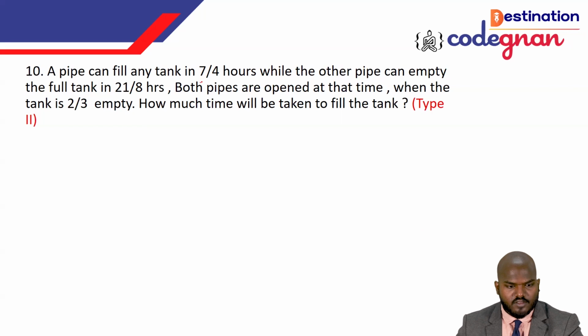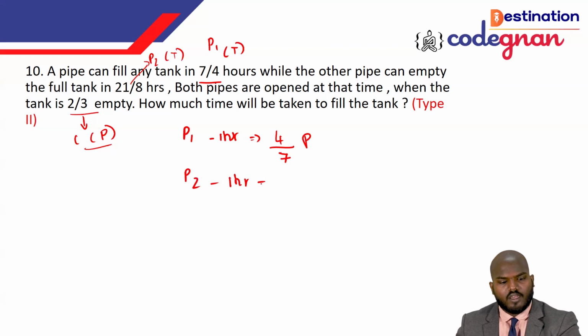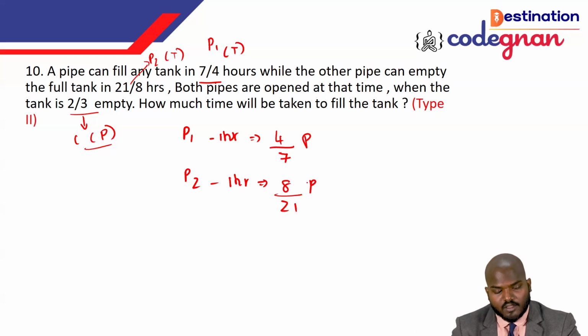So you see this one, guys, this is pipe 1 indicating the time, and here it is also pipe 2 indicating the time. It is a combined one, but it is indicating the portion of work. Pipe 1's 1 hour work, here they have mentioned as 7 by 4 hours, so you write it as 4 by 7 part. And pipe 2's 1 hour work, they have mentioned 21 by 8, so you can call it 8 by 21 part.